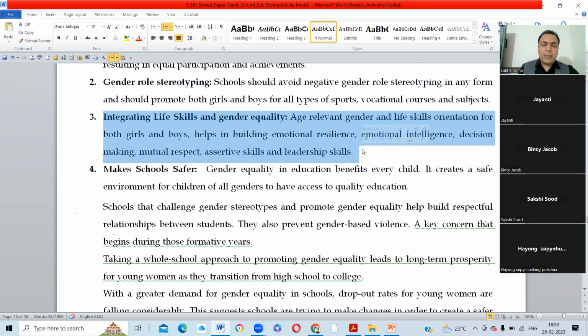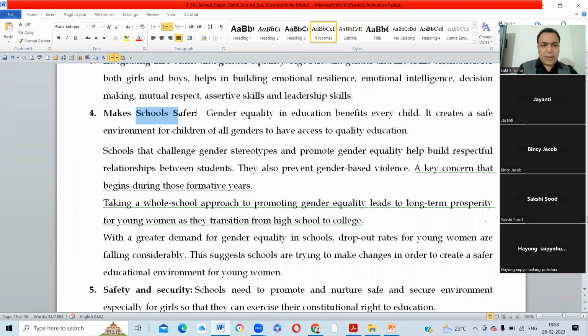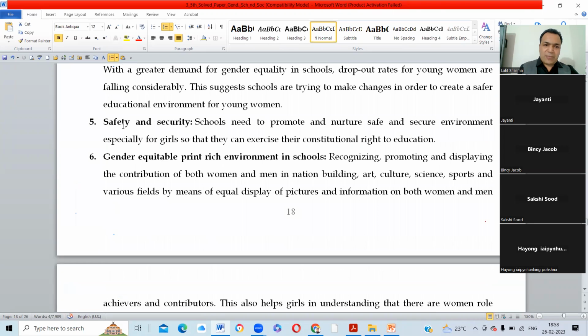So ये देखो, integrating life skills and gender equality. अब न्यू एजुकेशन पॉलिसी में लाइफ स्किल्स, ये सारी चीजें, मेल फीमेल कोई भी है, इवन डिसेबल्ड पर्सन भी है, सभी के लिए इक्वालिटी है. मेक स्कूल सेफर, स्कूल को सेफ बनाओ. This is the responsibility of the administration. Okay, safety and security, gender equitable, print rich environment in school. Create such kind of an environment in the school where males, females and marginalized society have been given equal opportunities. Right, guys?